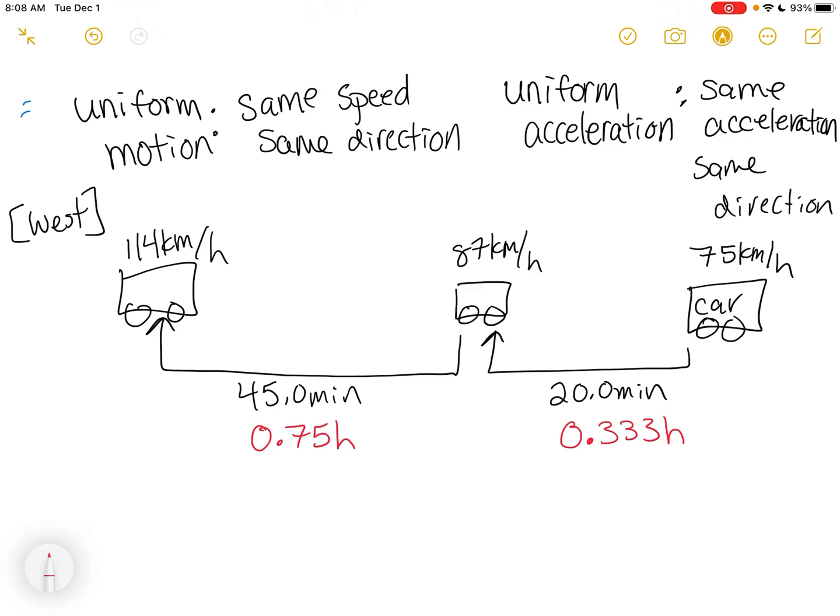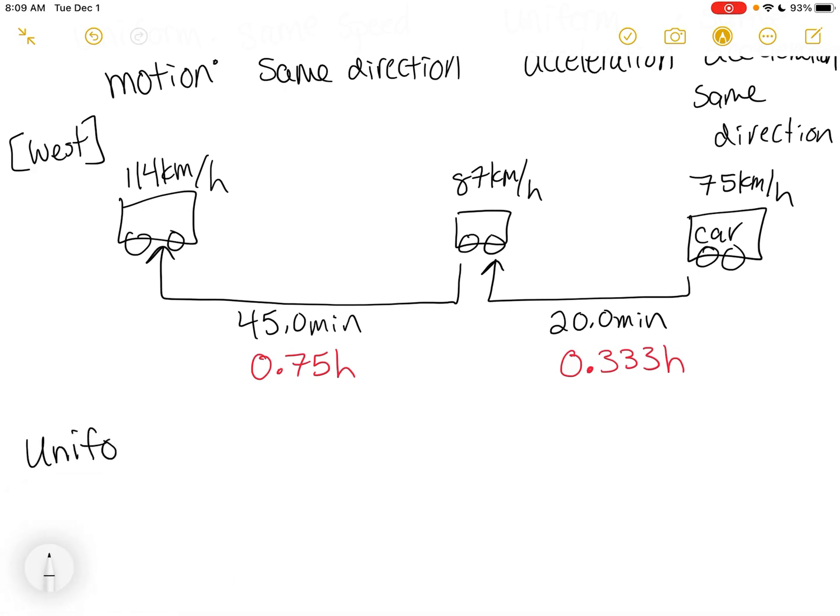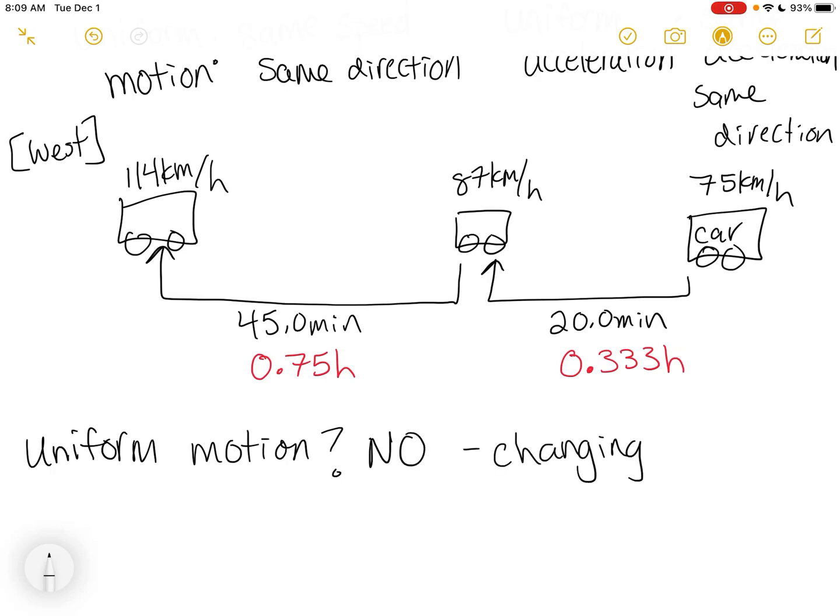Okay, so in this question, I want to know if this car is representing uniform motion. So does this car have uniform motion? So remember, uniform motion means that we have to be going the same speed in the same direction. So we are traveling in the same direction the whole time, but our speed is changing. So this is not uniform motion because we have a changing speed.